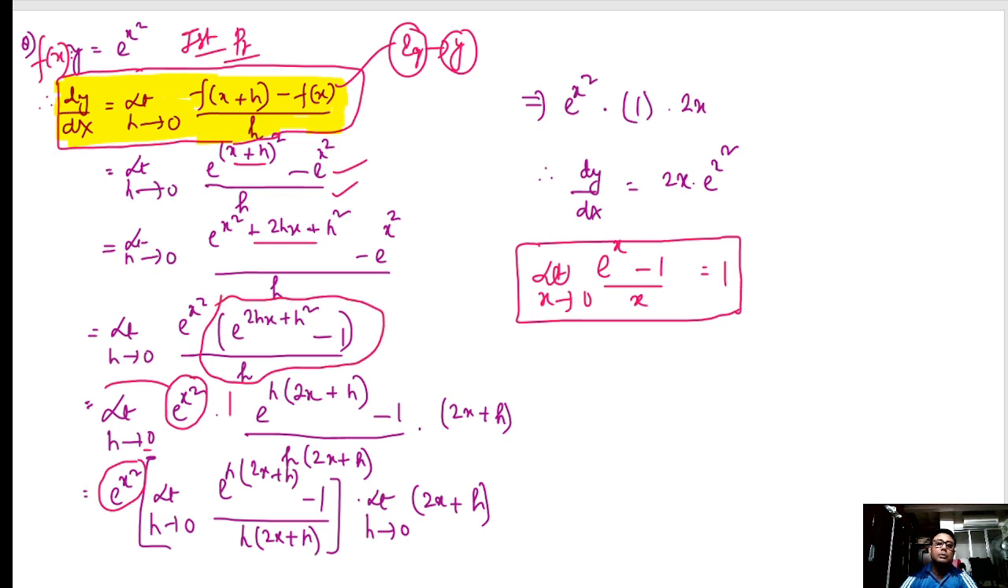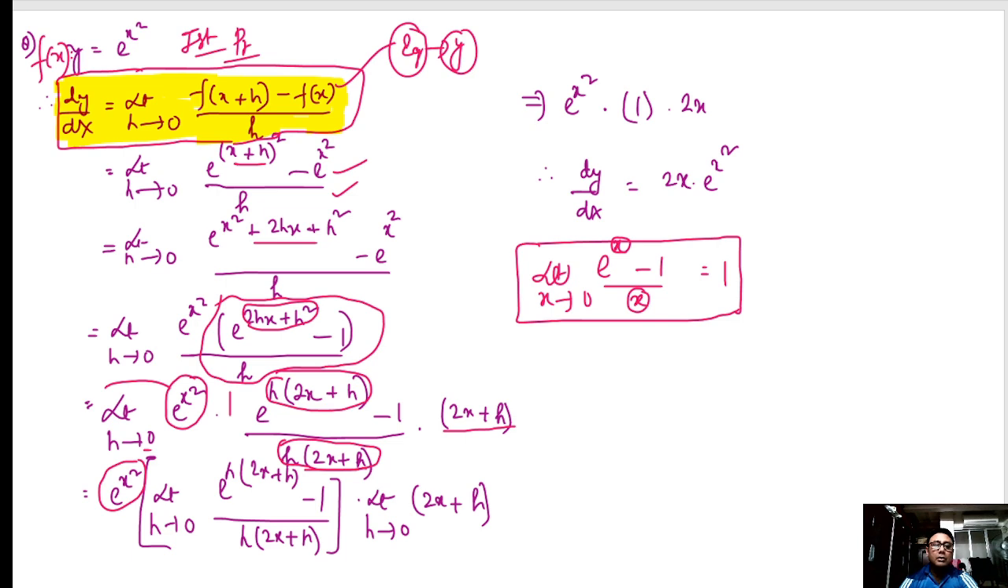But as I told you, this is looking like e to the power x minus 1. At the bottom, whatever is in the power has to be the same. So it is 2hx plus h square, and the bottom also has to be 2hx plus h square. This is the adjustment I had to make extra, because the angle has to be the same at the bottom.